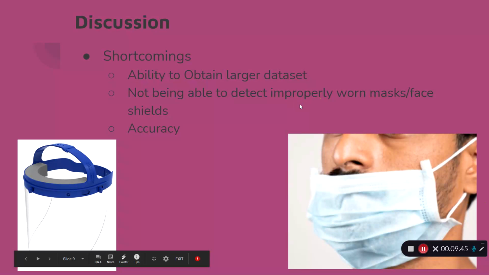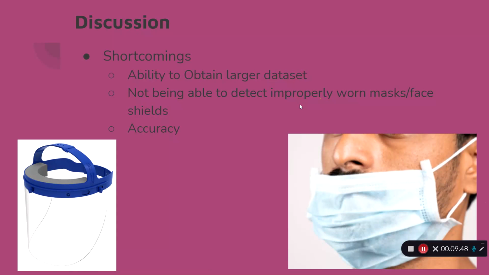As much as this is a really great idea for COVID, we did come across a couple of shortcomings, one of which being the ability to obtain a larger data set. We mostly got things off of Google, which was great, but it didn't necessarily have all the angles. And as far as the camera went, we couldn't get more people in a room to test the camera with. That's something we could have fixed.